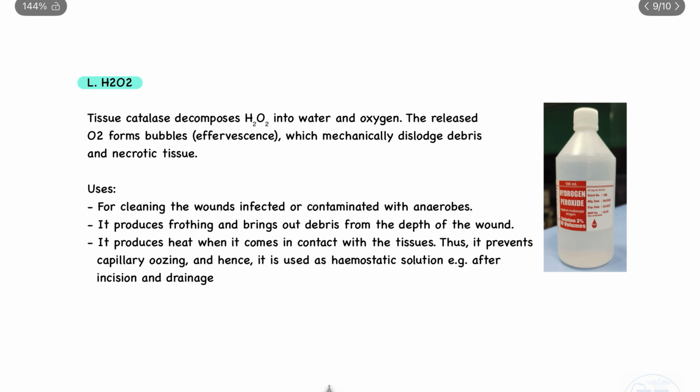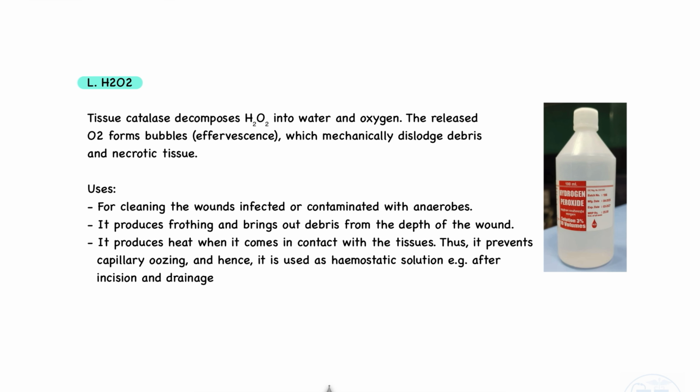Next is H₂O₂, hydrogen peroxide. There is an enzyme called tissue catalase which decomposes hydrogen peroxide into water and oxygen, and the released oxygen forms bubble effervescence which mechanically dislodges the debris and the necrotic tissue. This is the mechanism of action which is asked in a surgery viva.